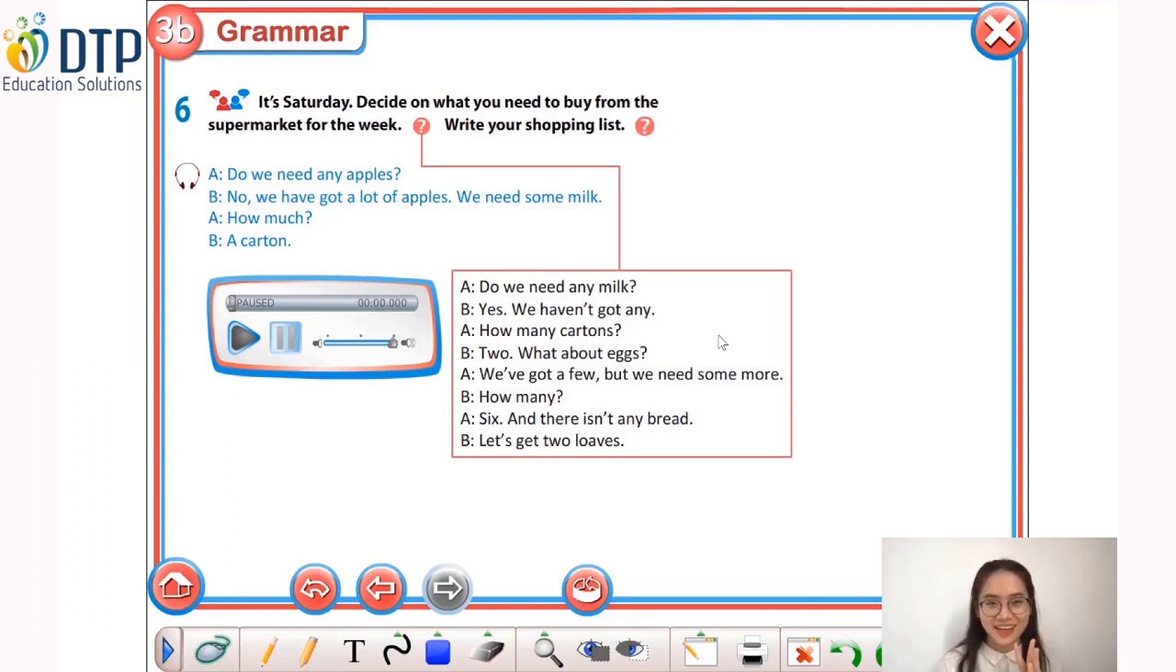And the next one. What is the next one, guys? Yes, very good. Bread. And how much bread do we need? Perfect. 2 loaves of bread. Very good. So here is our shopping list. 2 cartons of milk, 6 eggs, 2 loaves of bread. That's it. Well done, guys.